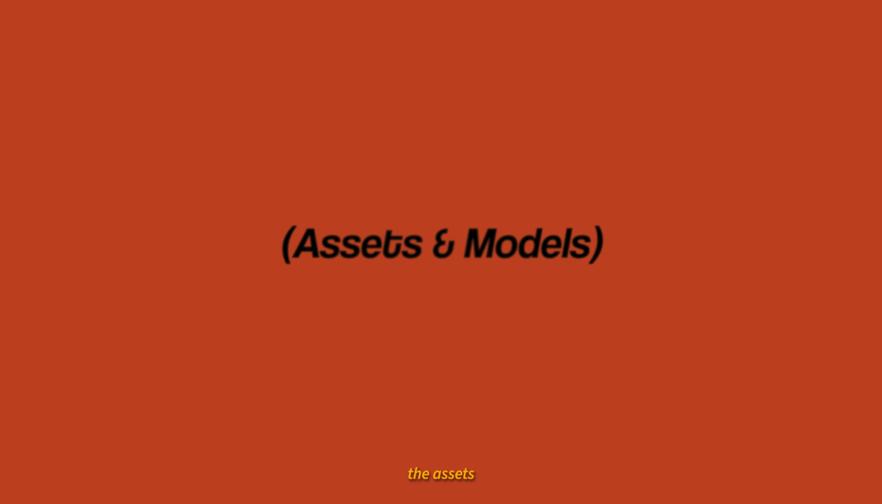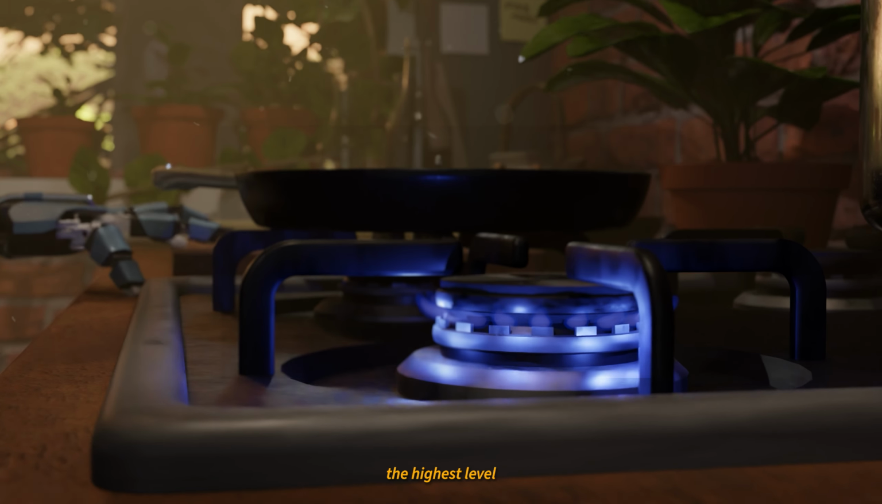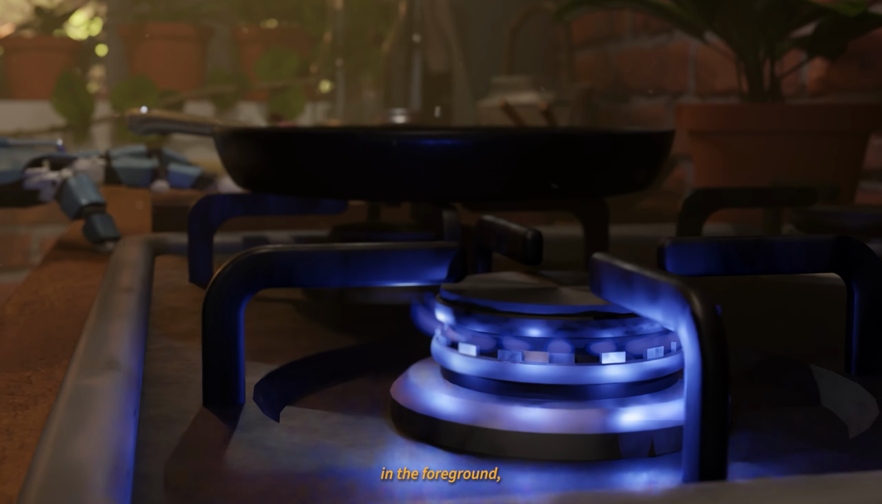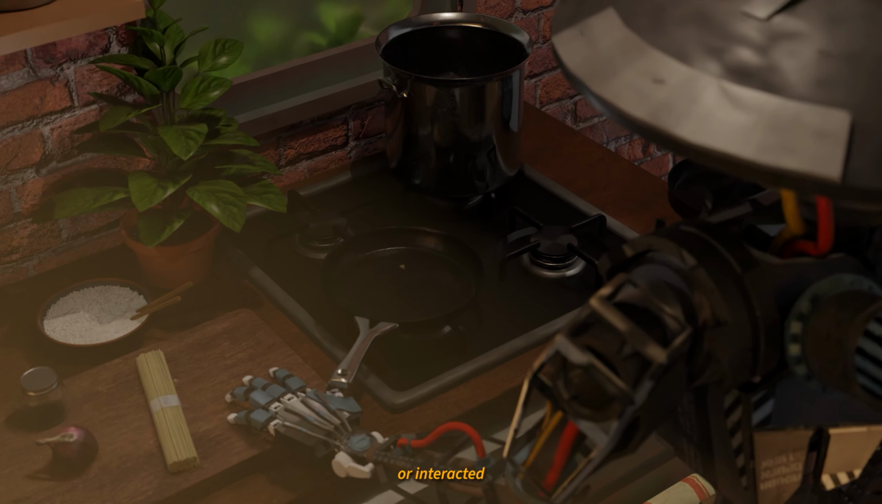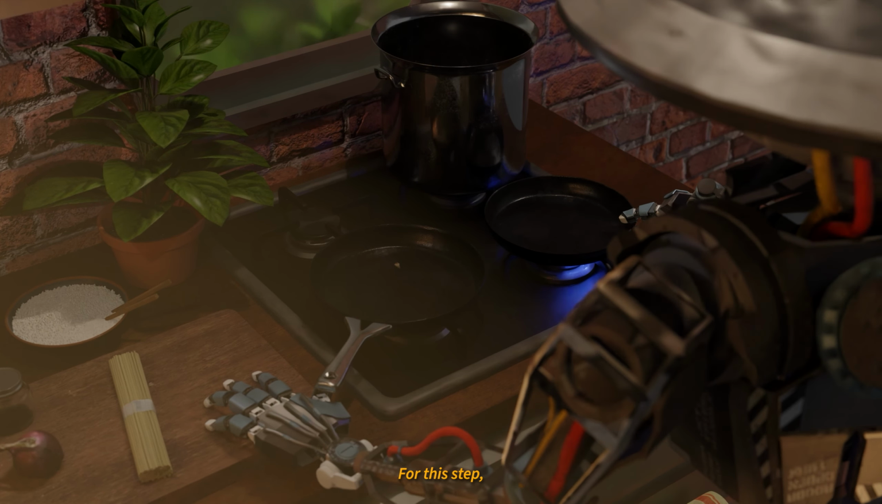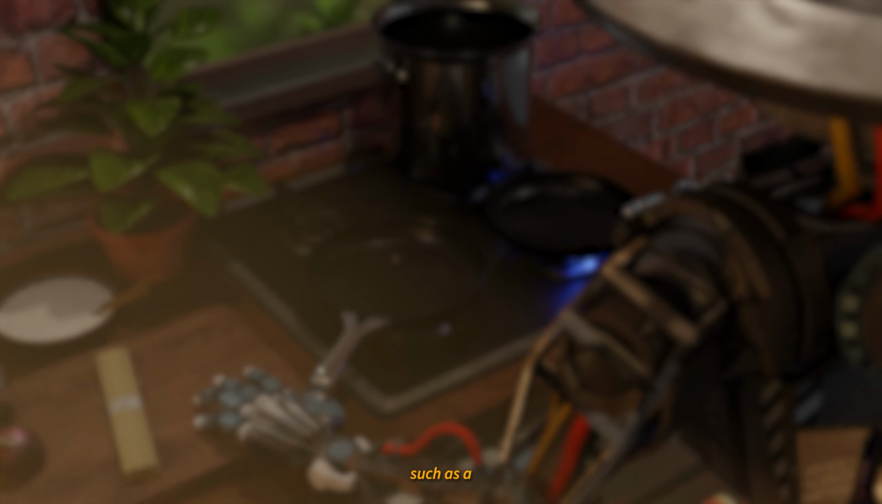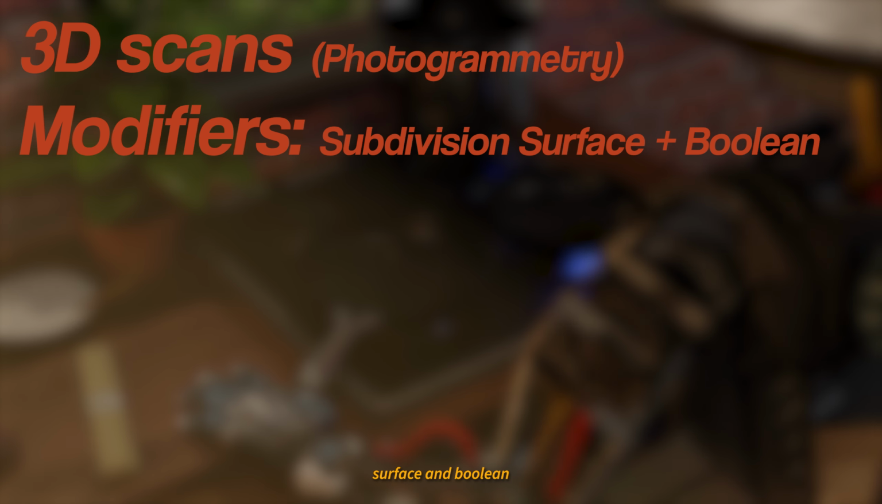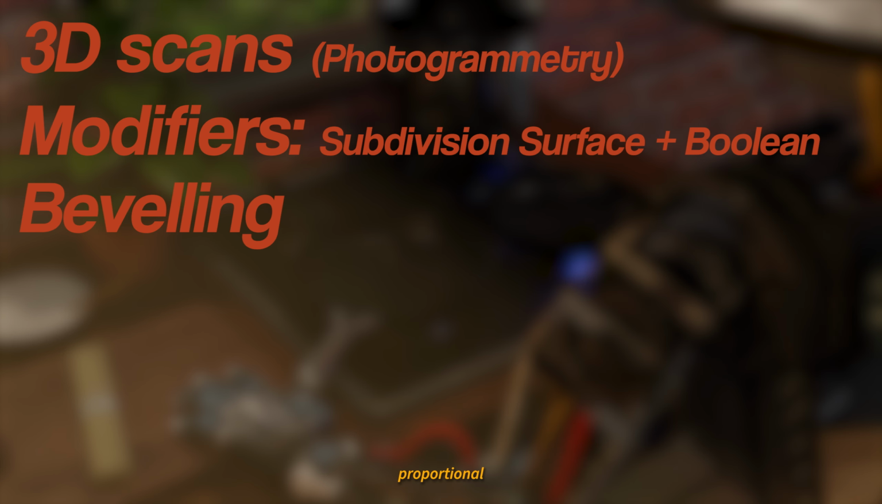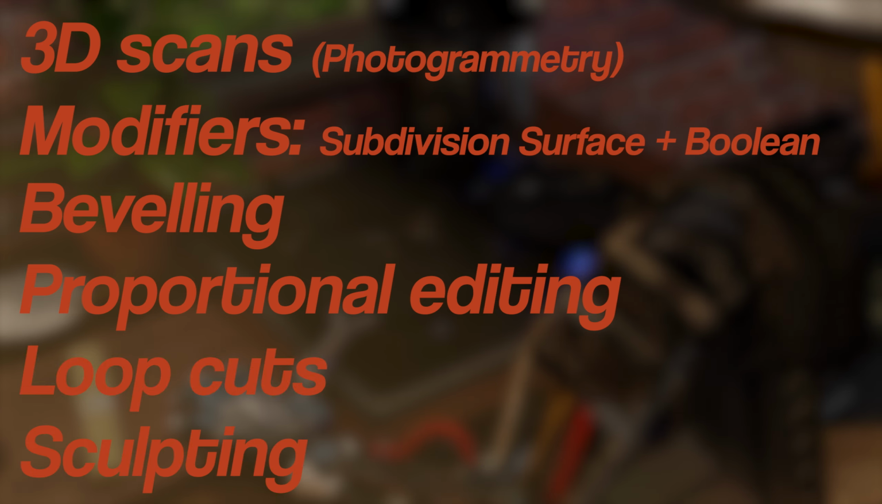Next, I modeled the assets and models that my project required, adding the highest level of detail to the elements that were positioned in the foreground, used in simulations, or interacted with during animation. For this step, I used a variety of modeling techniques such as 3D scans or photogrammetry, and modifiers including subdivision, solidify, Boolean, beveling, proportional editing, loop cuts, and sculpting.